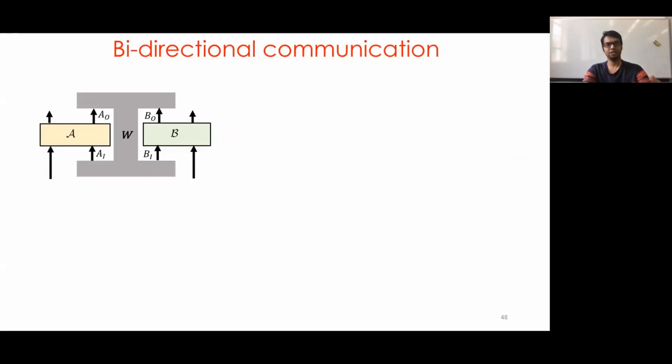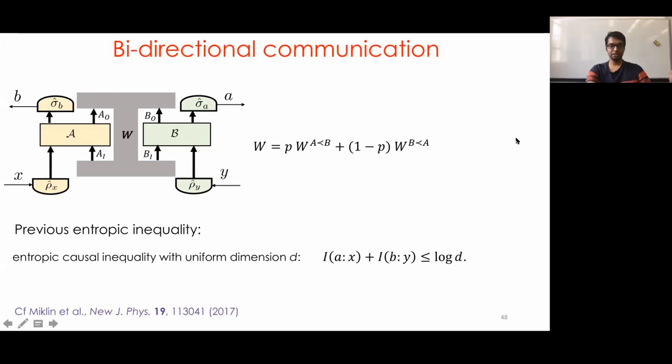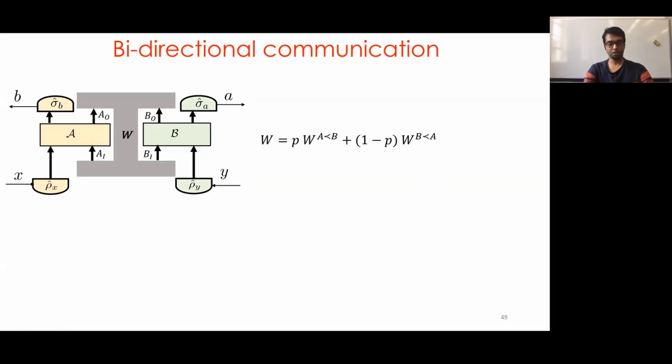And the next task we considered is bidirectional communication, where both Alice and Bob are trying to send information to each other. And so we analyzed a causally separable scenario. One way to quantify this bidirectional communication is to evaluate the mutual information between A and X, and B and Y. And it has been shown in this paper that when all the dimensions of the quantum systems are equal, that is D, this quantity will always be less than or equal to logarithm of D for a causally separable process.